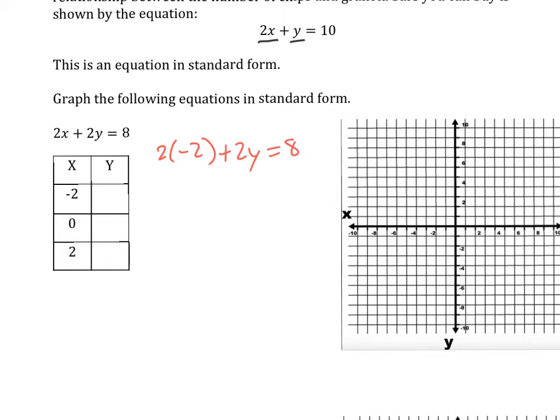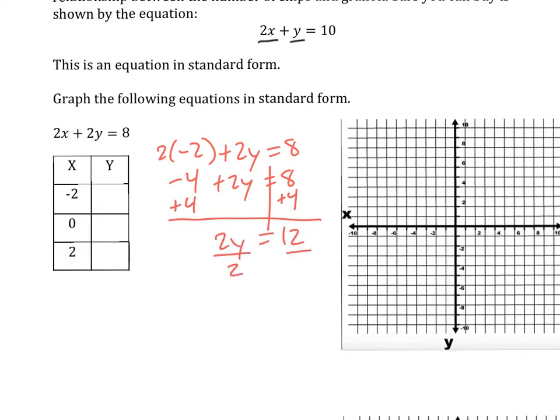We'll multiply first. 2 times negative 2 is negative 4, plus 2y is equal to 8. Then we want to solve to get y all by itself. First, we add 4 to get rid of that negative 4. Maybe I'll draw a little line here. Then we end up with 2y is equal to 12. Finally, we divide by 2 on both sides. Those cancel out, and y will be equal to 6. So if negative 2 is our input, our output is 6.